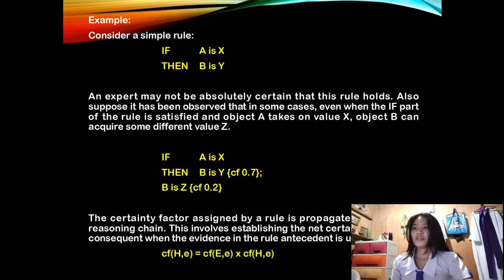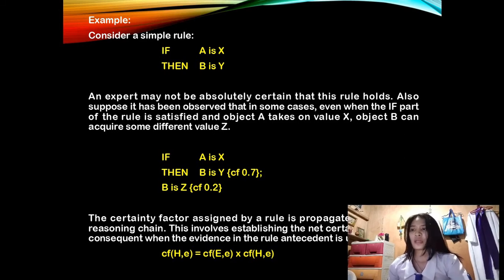Example, consider a simple rule. If A is X, then B is Y. An expert may not be absolutely certain that this rule holds. Also, suppose it has been observed that in some cases, even when the IF part of the rule is satisfied and object A takes on value X, object B can acquire some different value Z. If A is X, then B is Y, CF 0.7. B is Z, CF 0.2.